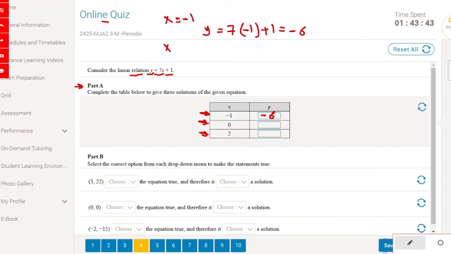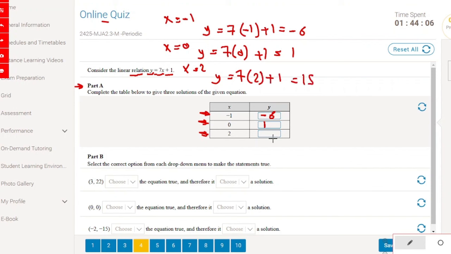Now when x equals 0, y will be equal to 7 multiply 0 plus 1, equal to 1. And when x equals 2, y will be equal to 7 multiply 2 plus 1. So the answer will be 15.